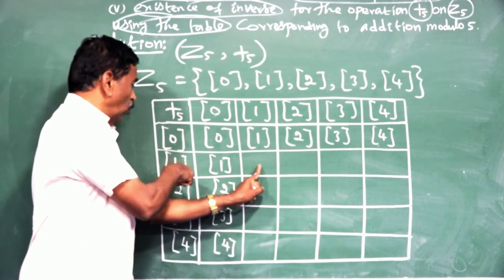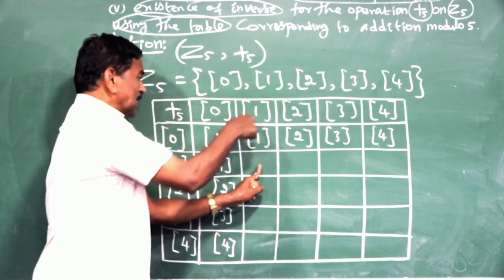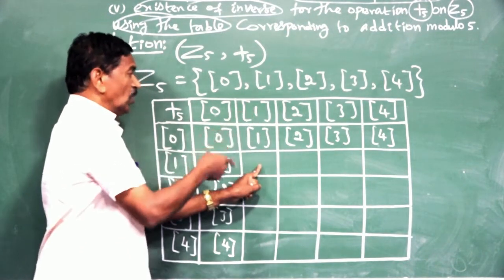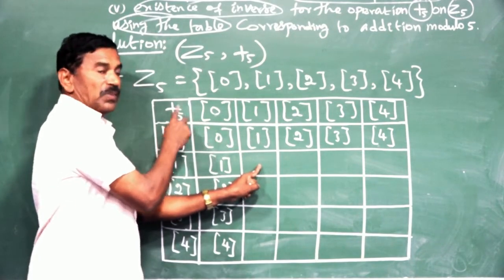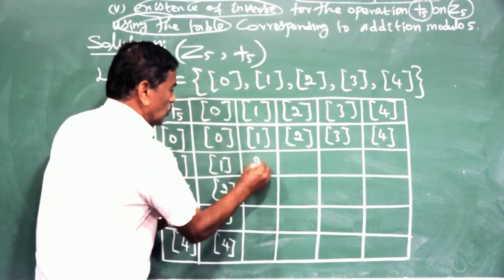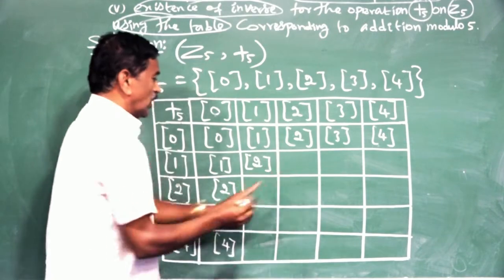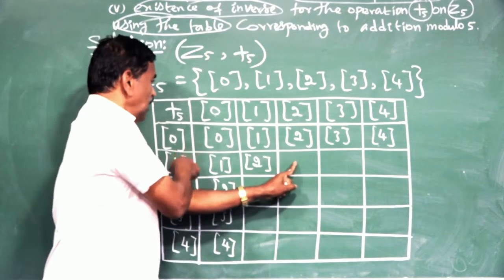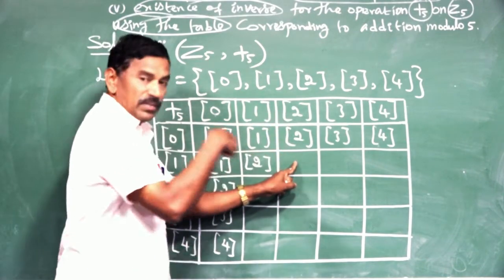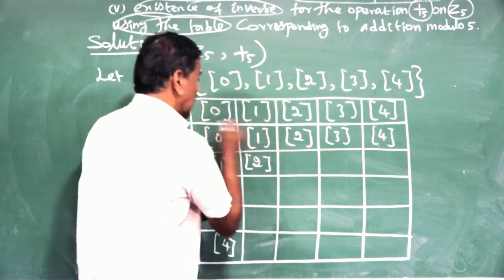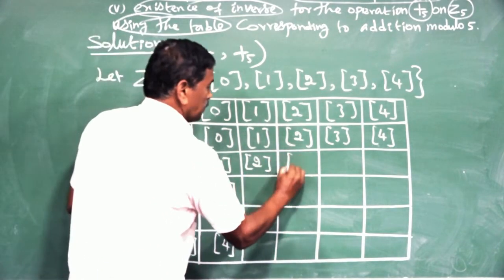Yes. Listen. 1 plus 1 equal to 2, where 2 is less than 5. So itself answer. 2 will be the answer. Okay, come to here. Yes, here 1 plus 2 equal to 3. So 3 is less than 5, therefore itself answer.